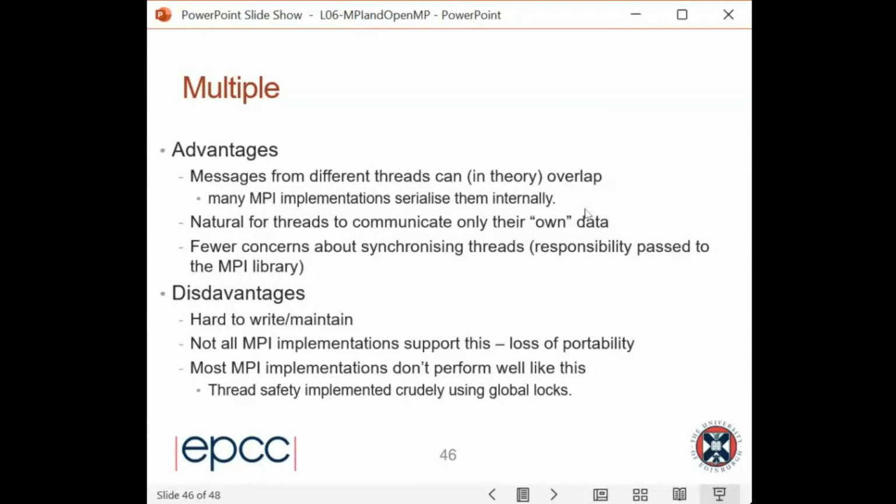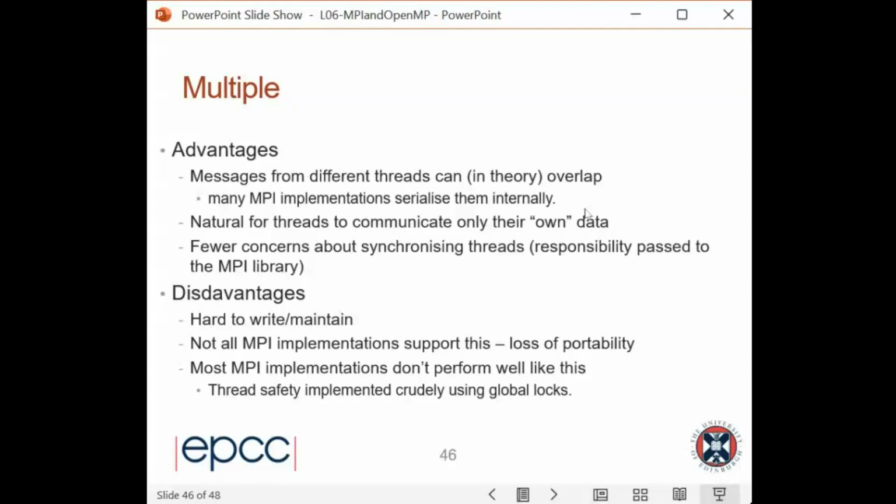And finally, multiple. This is the easiest to write in the sense that you don't have to worry about anything. You're saying you've delegated all bookkeeping responsibility to the MPI library. So messages from different threads can in theory overlap. However, as we've seen, many MPI implementations, because they were written pre-threading, will actually serialize internally, so they can only process one at a time. But you can still communicate your own data, and you don't have to worry about synchronizing threads. It's the responsibility of the MPI library.